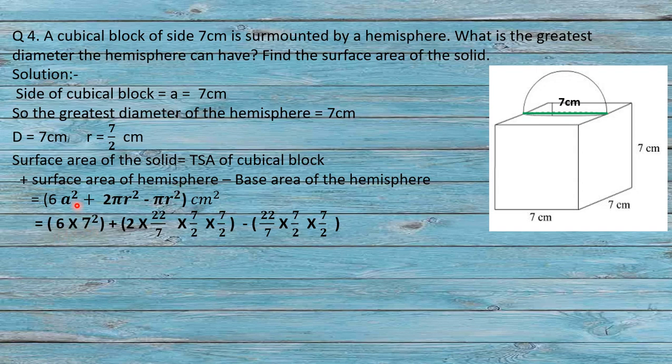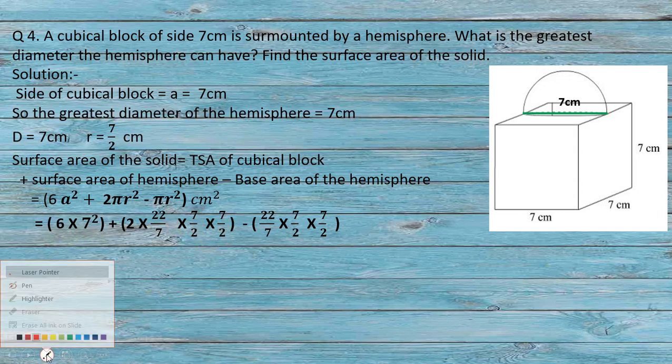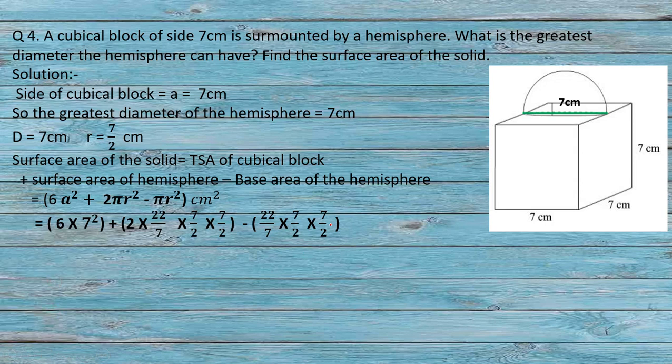So by putting the value of the side of the cube, r and pi, we get 6 into 7 square plus 2 into 22 by 7 into 7 by 2 into 7 by 2 minus 22 by 7 into 7 by 2 into 7 by 2. Here we cancel out these two terms, 7 and 7. This 2 divided by this 2, we get 11. Now here again this 7 and 7 will cancel out. This 2 divides this 2 one time, and this 2 divides 22 eleven times.